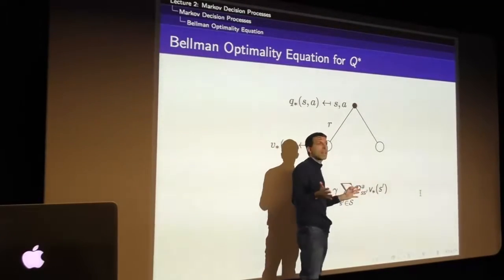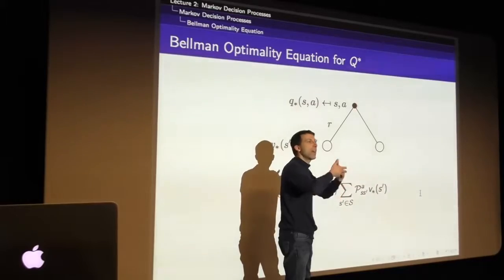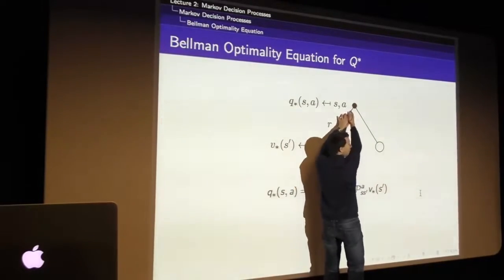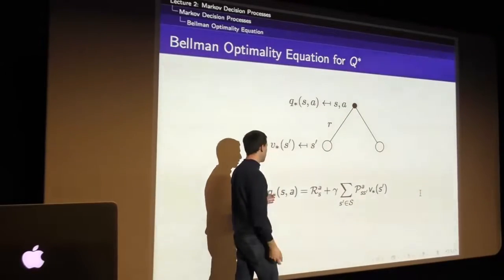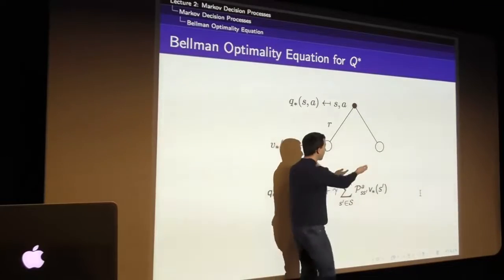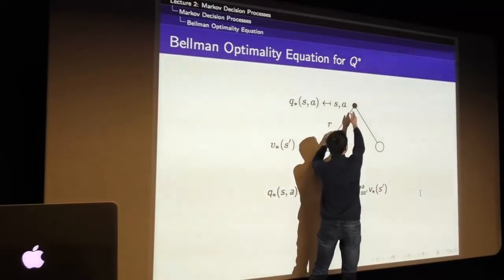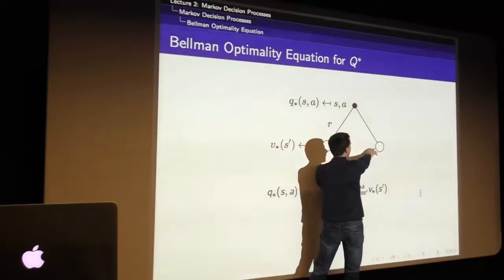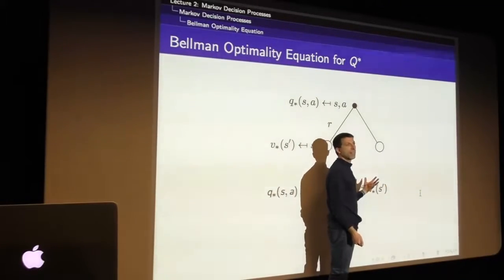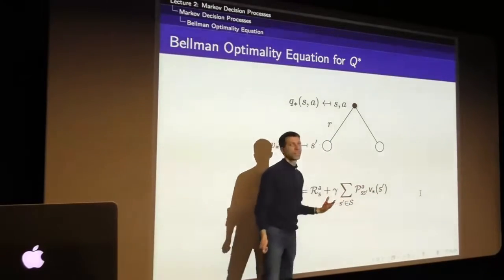There's no max here. We don't get to pick where the wind blows us. We have to average over all the things the environment might do to us, and that tells us how good our action is. So the optimal action value is just the immediate reward plus the average over all the probabilities, the probability the wind might blow us left, the probability the wind might blow us right, multiplied by the optimal value of being in that state. Okay?